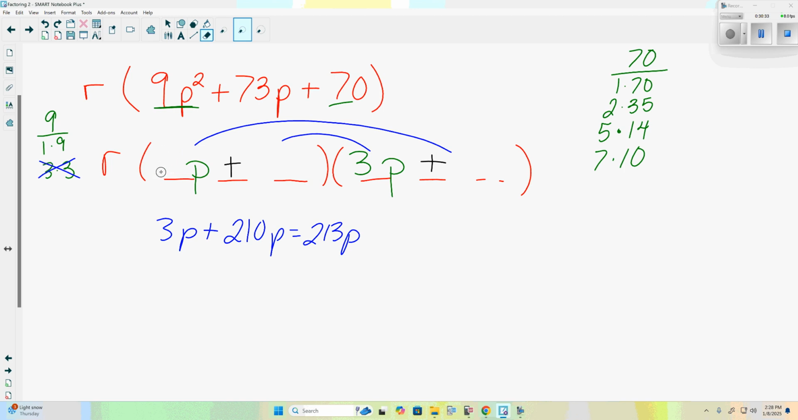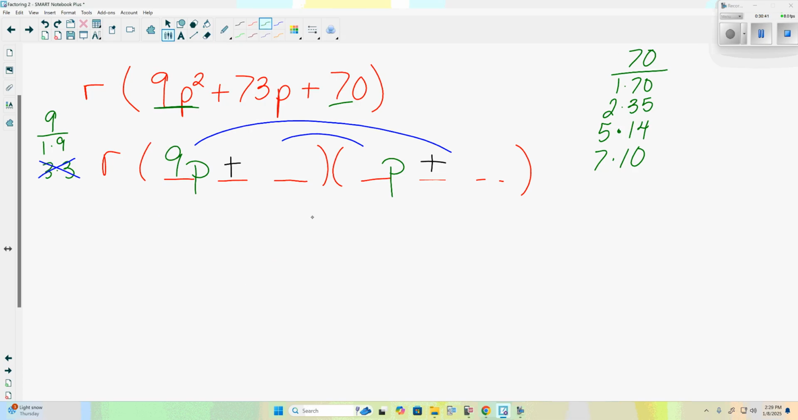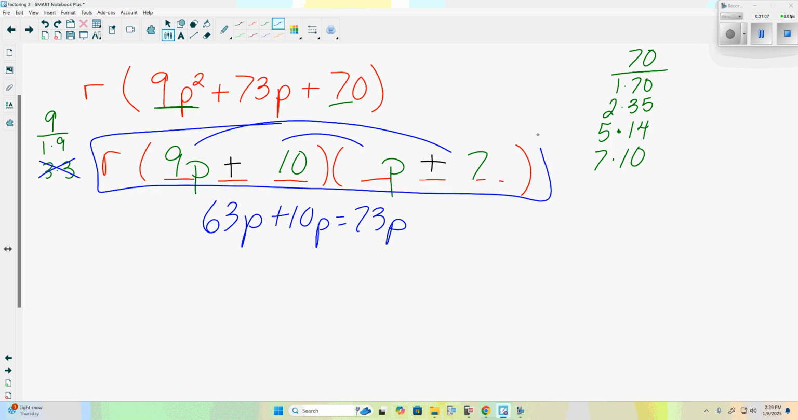Now we're going to switch to 3p and 3p. 3 and 3 for 1 and 9. All right. Factors of 70, we have all 4 again. Which one do we want to try first? 10 and 7. Yeah. 9p times 7 is going to be 63p. 10 times p is plus. And that's what we wanted.